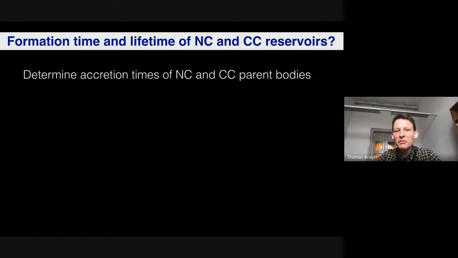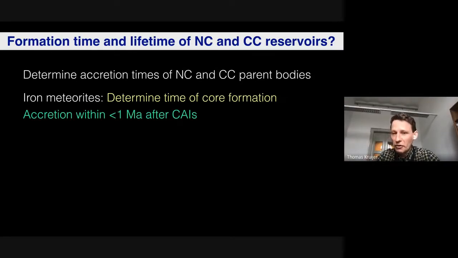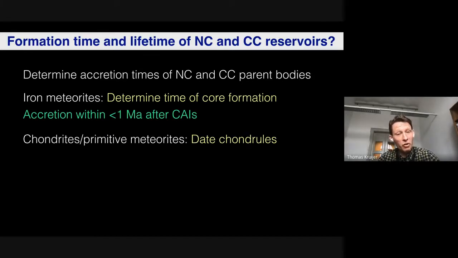Now, for that purpose, we need to use two different approaches. For iron meteorites, as we've already discussed, we need to determine the time of core formation. And we found already at the beginning of this talk, as I discussed, that accretion of these parent bodies occurs within less than 1 million years after CAIs. However, for chondrites and primitive meteorites, we cannot use this approach.